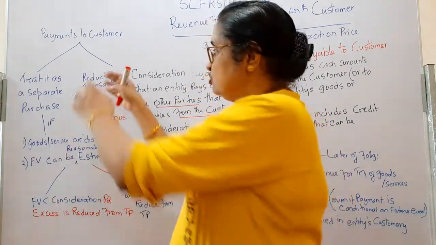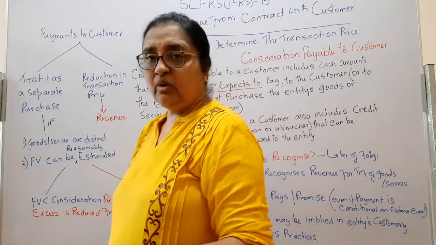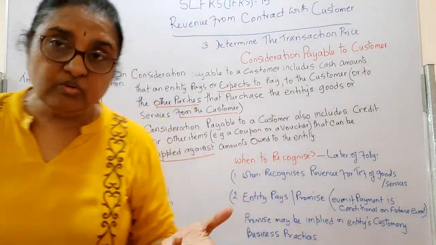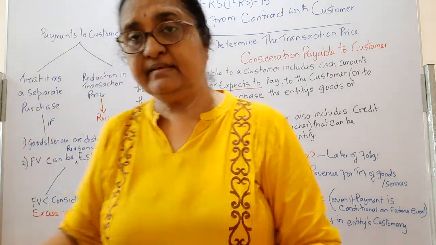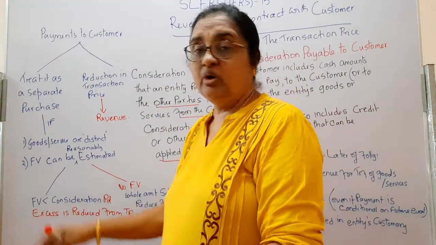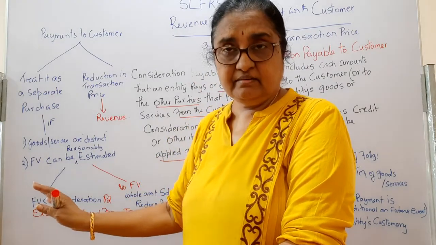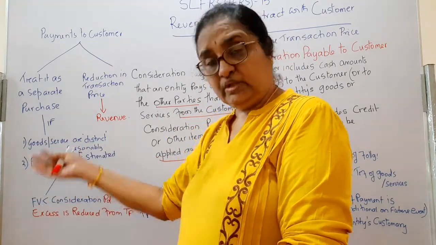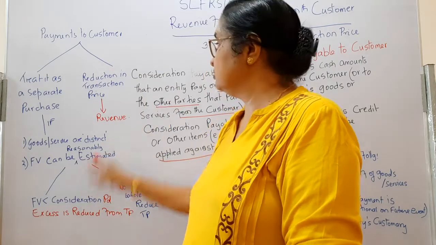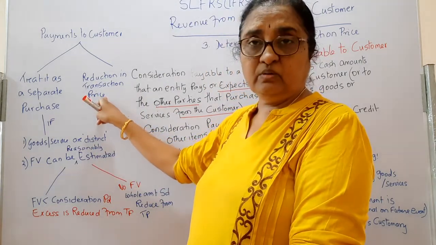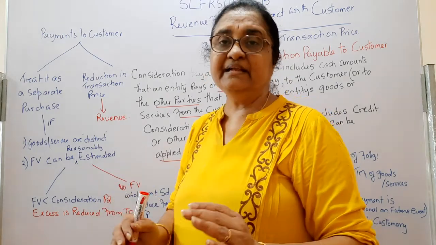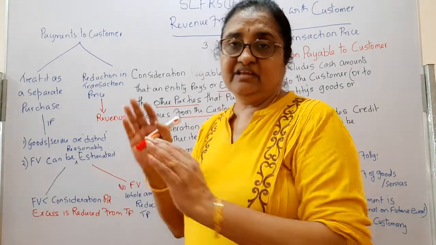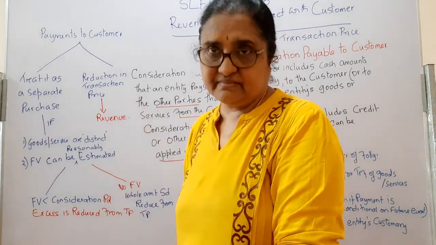The excess should go. Okay. If there is no fair value, you can't estimate the fair value. Still there is a supply comes in. Then the whole consideration, whatever is paid to the customer, has to be set against the revenue or reduce the transaction price. This is the simple explanation about this payment to the customer.